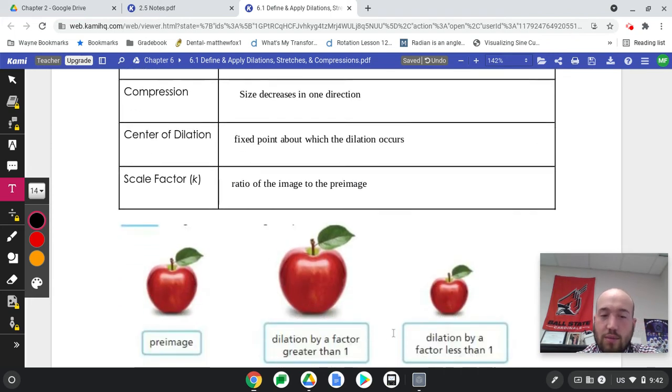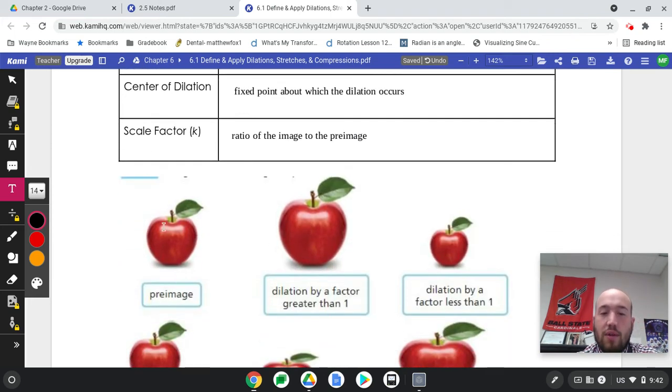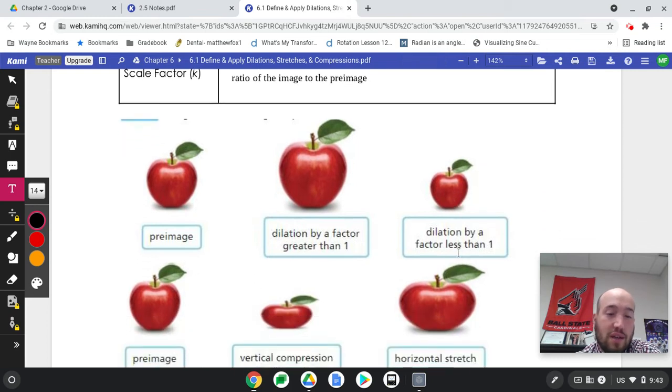Okay, so some examples of that. Here's our pre-image, this apple. The dilation, as you can see, it gets bigger. Consistently, though, the ratio of the shape is still the same. It just is bigger all around, just a bigger apple. Okay, this is when it's dilation by a factor less than 1. It gets small. It's reduced in size, okay, but it's still the same shape exactly.